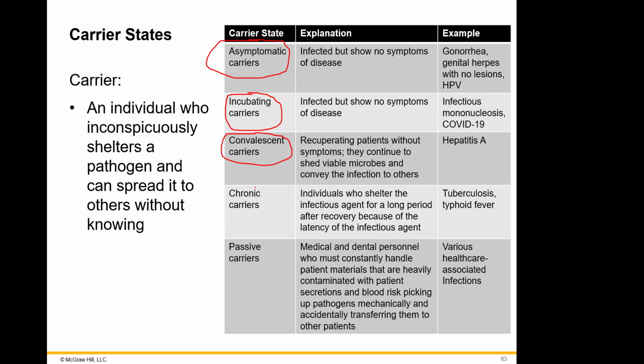That's convalescent carriers. Chronic carriers are people carrying around things like tuberculosis, or like Typhoid Mary, I guess that's a better example. They have this thing they don't have any symptoms of, and they're carrying it for a very long time. And then passive carriers, often this is going to be medical and dental personnel who will be in contact with things and, if they're not being careful, could be transmitting from one patient to the next, that sort of stuff.